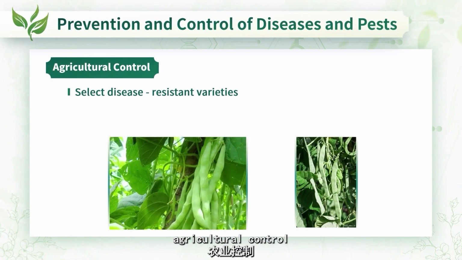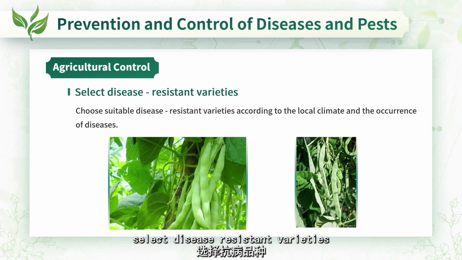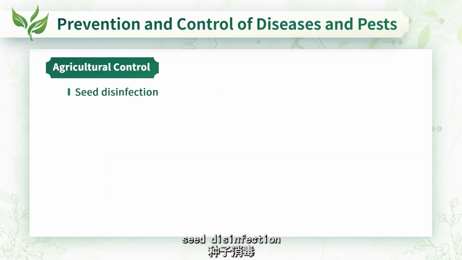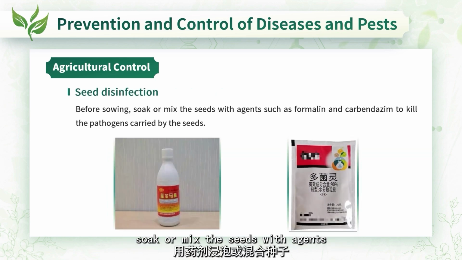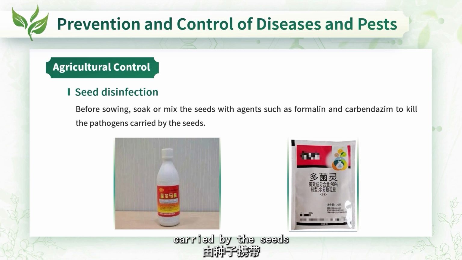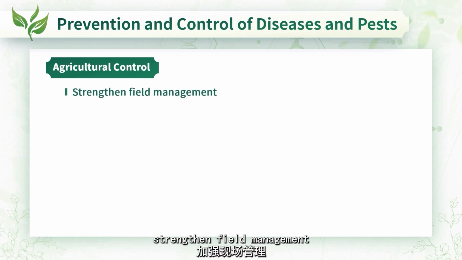1. Agricultural control. Select disease-resistant varieties. Choose suitable disease-resistant varieties according to the local climate and the occurrence of diseases. Seed disinfection. Before sowing, soak or mix the seeds with agents such as formalin and carbendazim to kill the pathogens carried by the seeds. Strengthen field management.